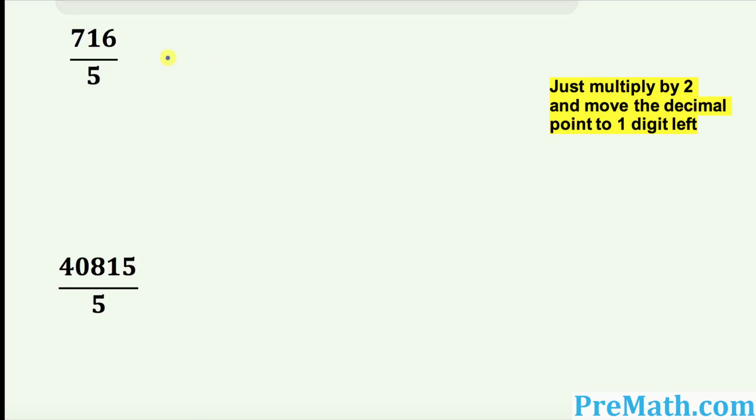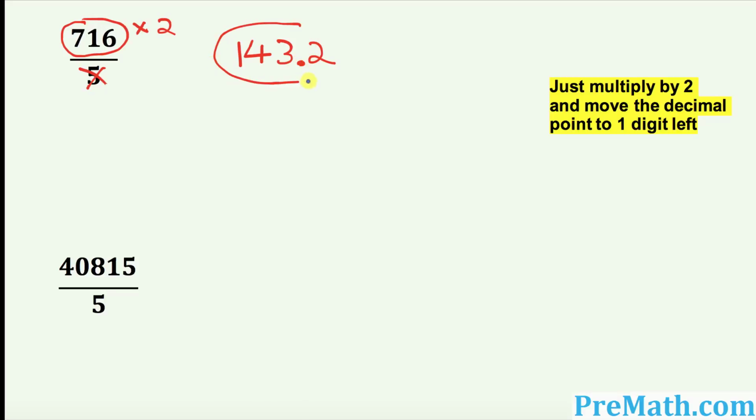Now look at this example, 716 divided by 5. Once again, do not divide by 5. Instead, 716 multiply by 2. Once you multiply it, it's going to give you what? 1432. And once again, you have to shift your decimal one unit to the left. So your answer is 143.2.